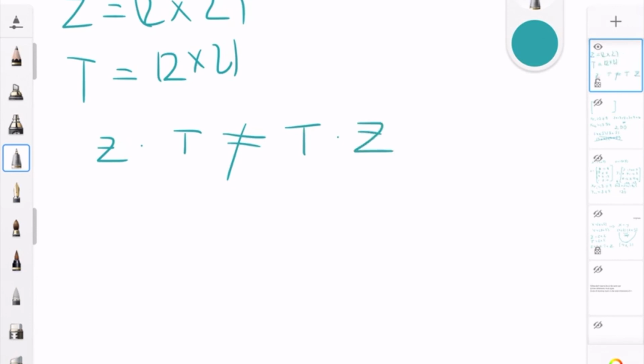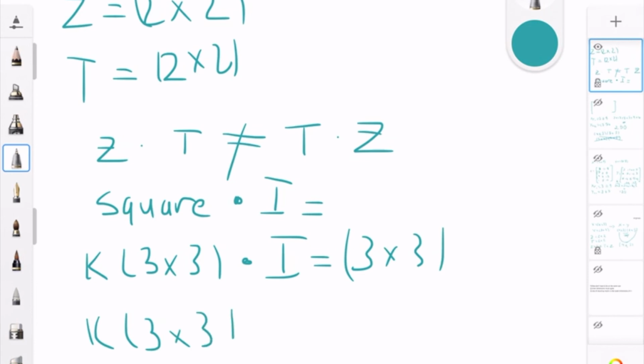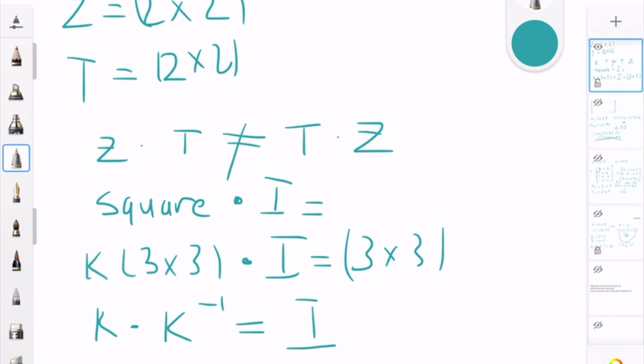There are two special types of multiplication. The first type is when you multiply a square matrix by its identity. If you have a square matrix such as 3 by 3 and you multiply it by the identity, you would get back the same 3 by 3 matrix. If you had the square matrix K, which is still 3 by 3, and you multiplied it by its own inverse, you would instead get back the identity matrix.